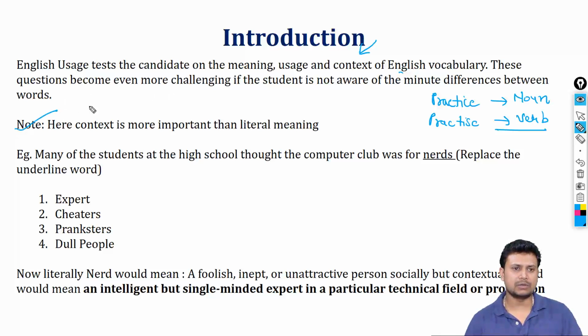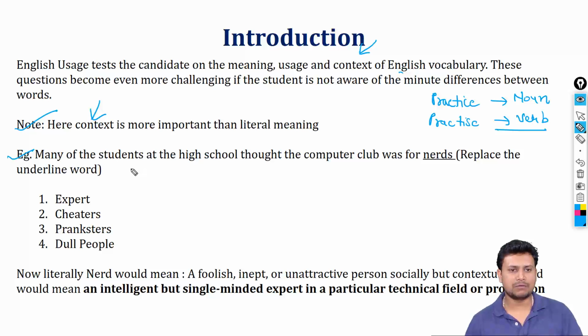And as I've already told you, context is more important than literal meaning. CAT over the years doesn't really focus on literal meaning. Here the contextual usage of a word in a sentence is the one that's going to really help you to ace these questions. Let's look at a question and understand what is this context that we are referring to.